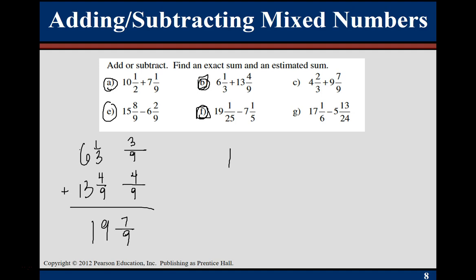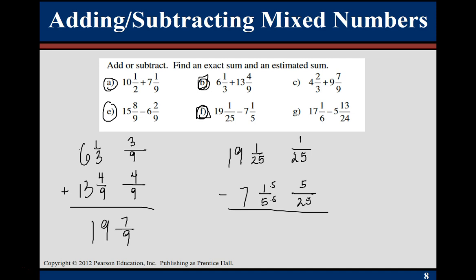In F, I have 19 and 1/25, and then minus a 7 and 1/5. My common denominator is a 25. Well, this is already 25, so I'll write it like that. To turn this into a 25, I'm going to need to multiply by a 5. So I have 5 over 25, and I can't say 1 minus 5. So I'm going to need to borrow.